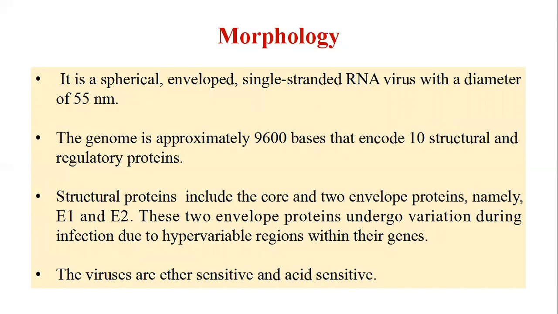The genome is approximately 9,600 bases that encodes 10 structural and regulatory proteins. What are these 10 proteins? Particularly, there are two different types of envelope protein, and these two proteins are called E1 and E2. These are two glycoproteins. These two envelope proteins undergo variation during infection due to hypervariable regions within their gene. And these viruses are sensitive to ether and sensitive to acid.